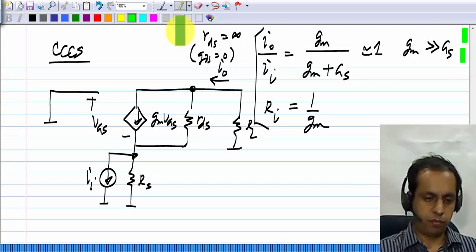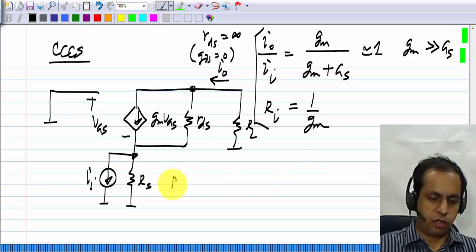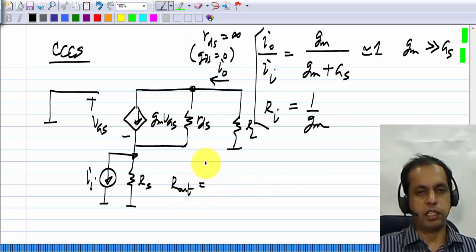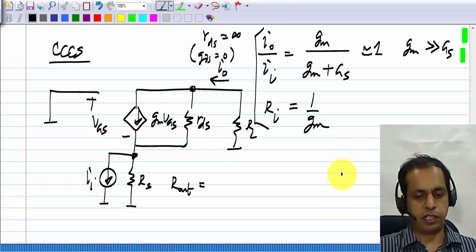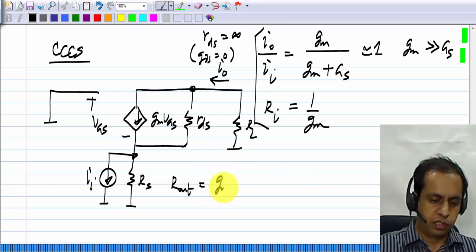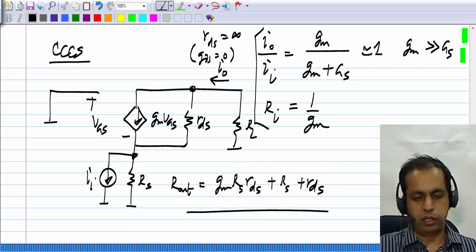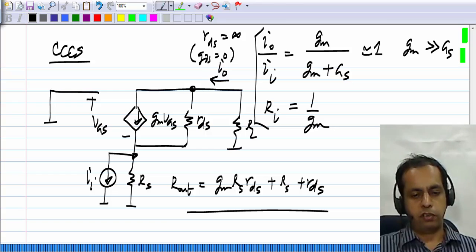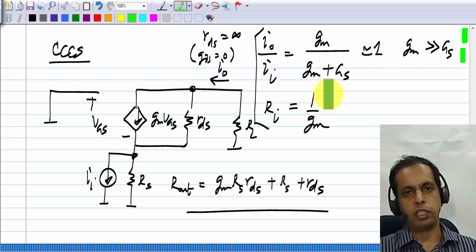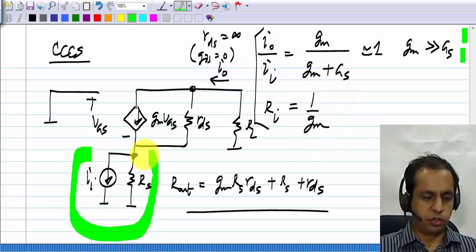Okay. Now as far as R out is concerned, it doesn't make sense to neglect RDS, because in that case we simply get infinity as the answer. R out will be gm RS RDS plus RS plus RDS. Okay. So it does behave like a current buffer. It has a small input resistance. Okay. What does small mean? It is small compared to the resistance of any current source that you connect.